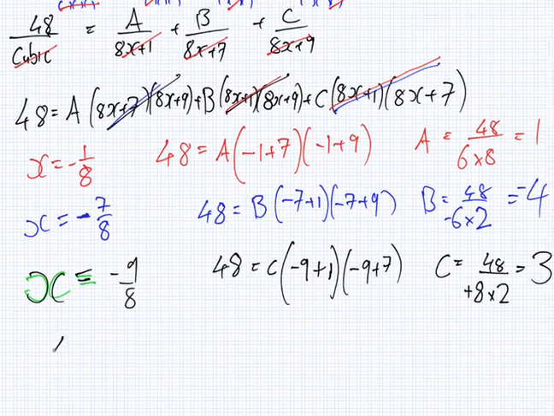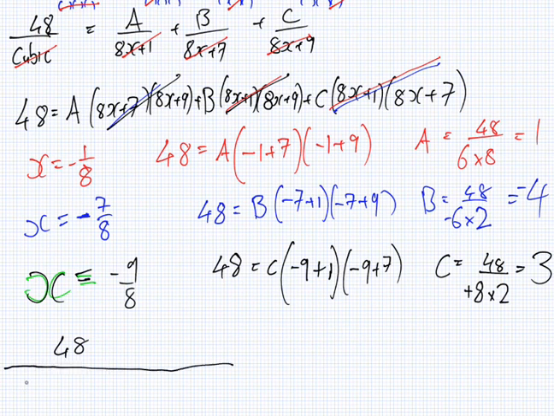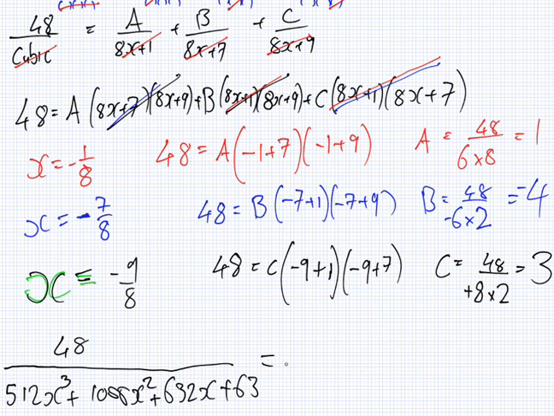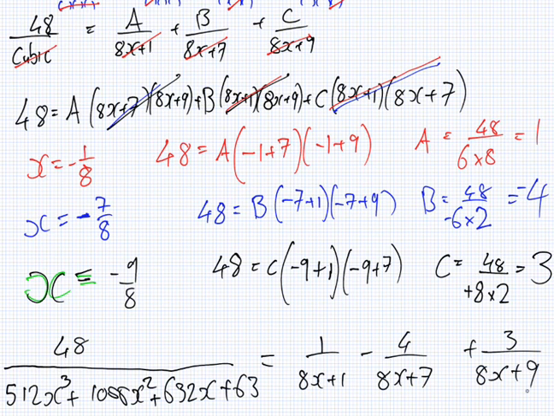So you can say 48 over 512x cubed plus 1088x squared plus 632x plus 63 equals 1 over 8x plus 1 minus 4 over 8x plus 7 plus 3 over 8x plus 9. Okay, so we'll have a look at another example now.